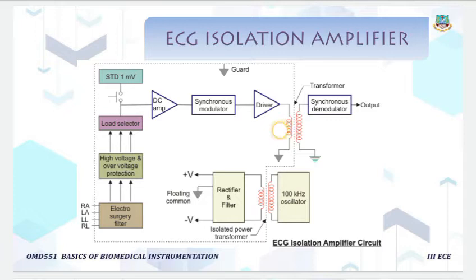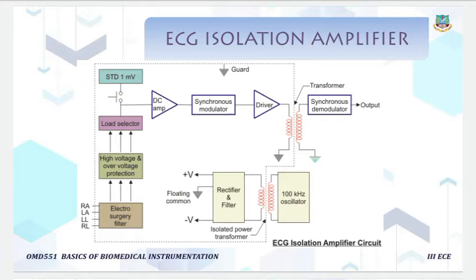This transformer is mainly used to deliver the output from the driver of the modulator to the synchronous demodulator. So here we are using the synchronous modulator, then a driver circuit, then the transformer, then the synchronous demodulator. The output of the synchronous demodulator is used as the input to the power amplifier.